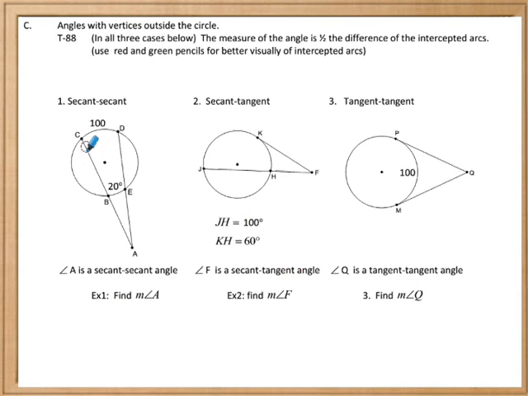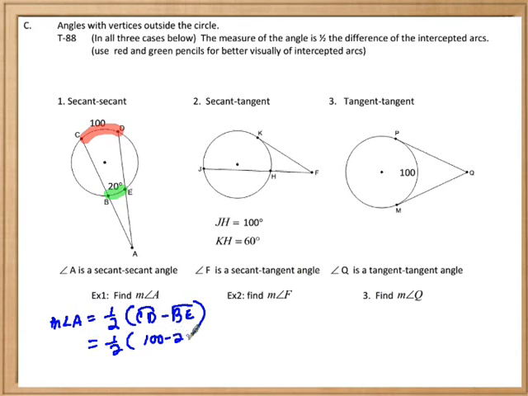In our first example, we have secant, secant. CA and DA are secant lines. The intercepting arcs are CD and BE. Now, having that information, we can go ahead and follow Theorem 88, which states that the measure of angle A will be 1/2 the arc measure of CD minus the arc measure of BE. If we fill in the information, we'll get 100 minus 20, which is 80. 1/2 of 80 equals 40 degrees.